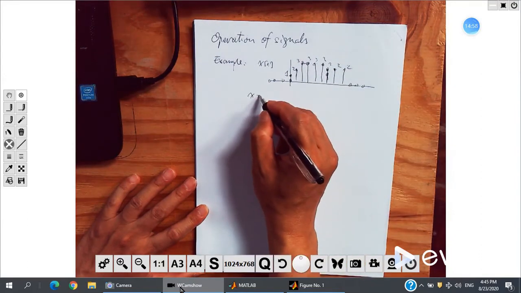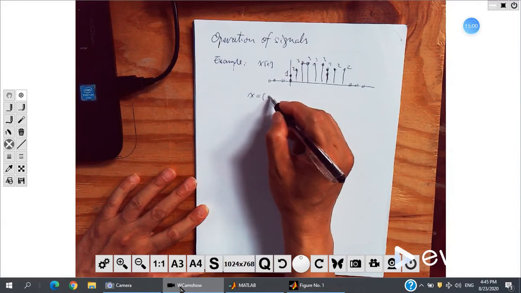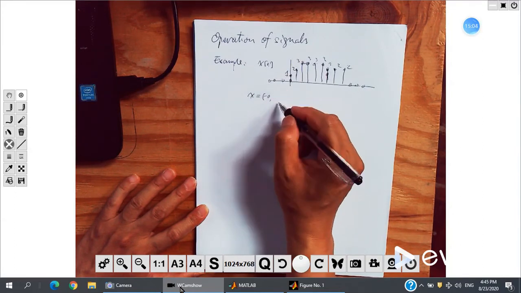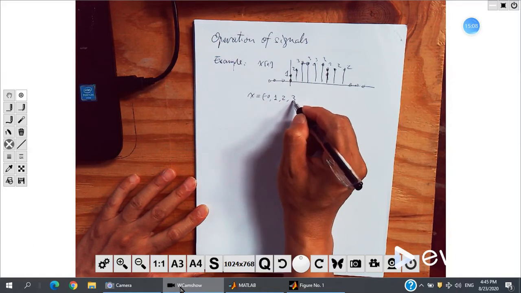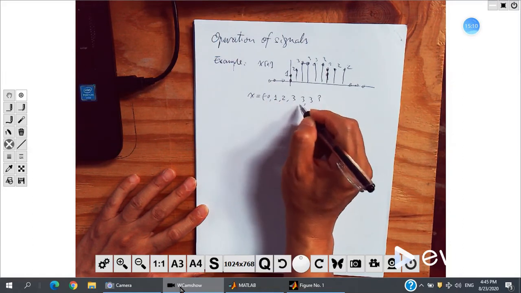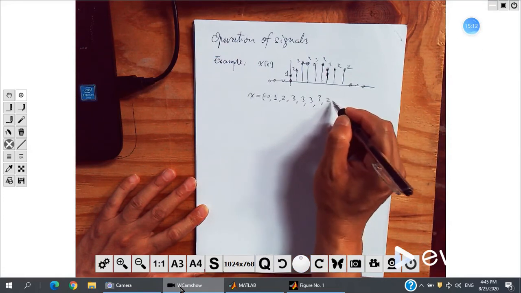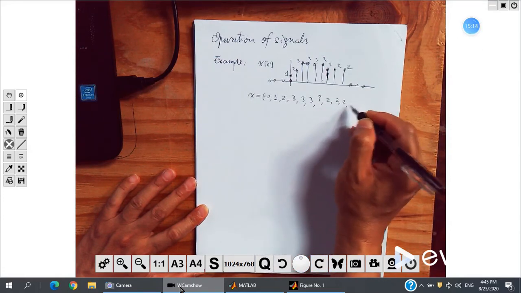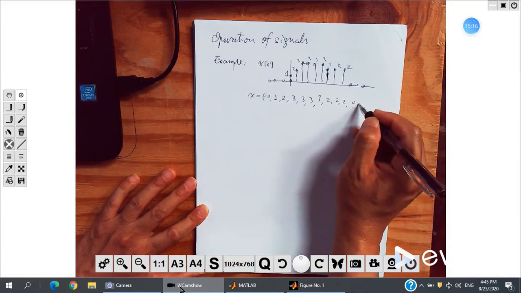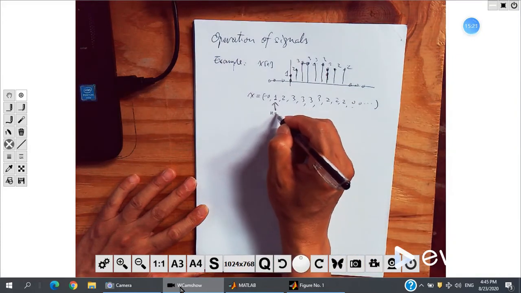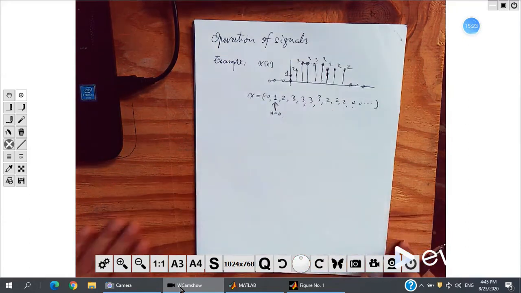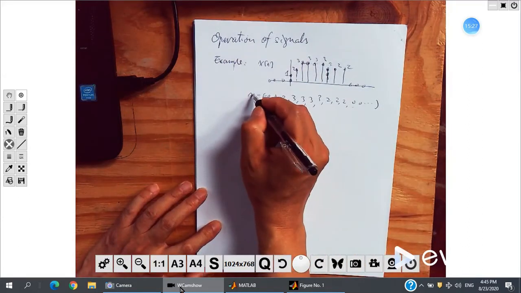We can also write it in this way. Before that it is 0, actually all of them are 0. And then we have 1, we have 2, I have 3, 3, 3, 3, four 3s, and then 2, 2, 2, then 0, 0, like this. And this side is n equal to 0. So we suppose this is x of n.